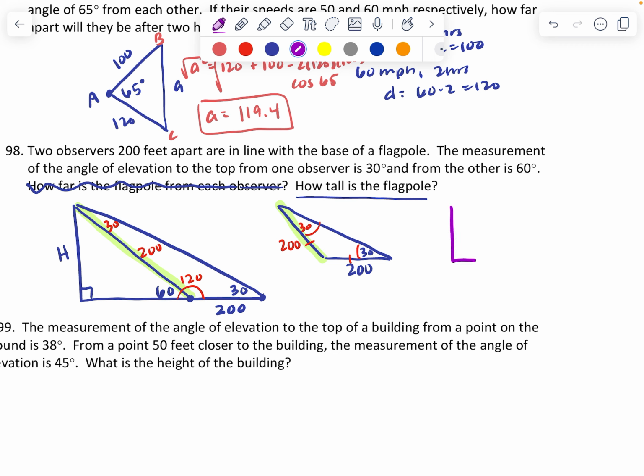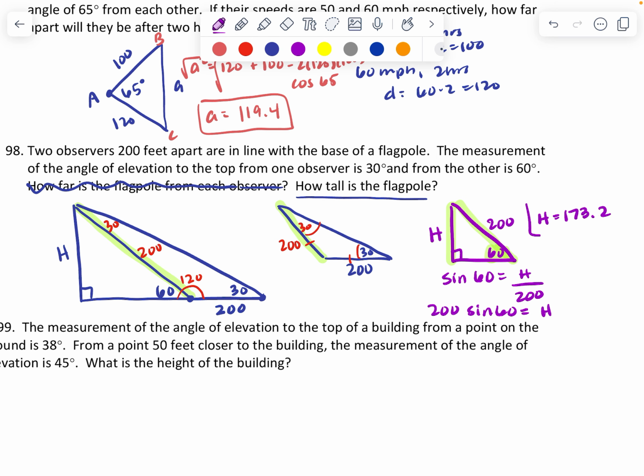Now let's look at the right triangle. So here's my right triangle. This is 90. This is my height. I know this is 60, and I just found that this is 200. Because it's a right triangle, I can use SOHCAHTOA. I've got an angle. I've got opposite over hypotenuse, which is sine. So sine of 60 is opposite over hypotenuse. Multiplying both sides by 200, 200 sine of 60 is going to be your height. So let's find that. 200 sine of 60. So the height of this flagpole is 173.2 feet.